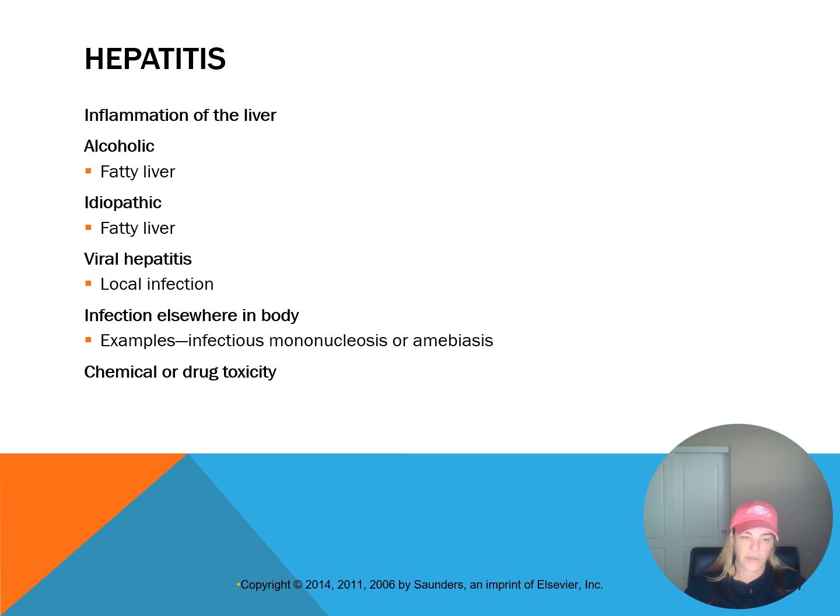Viral hepatitis can happen from contracting a virus. Infections elsewhere in the body can also create hepatitis, so mononucleosis or amoebiasis, like a parasitic disease, can cause hepatitis. Chemical or drug toxicity as well. A very common drug toxicity that you might see is the toxicity of acetaminophen. It is very toxic in high doses to the liver, and that can cause liver disease or hepatitis or liver failure.